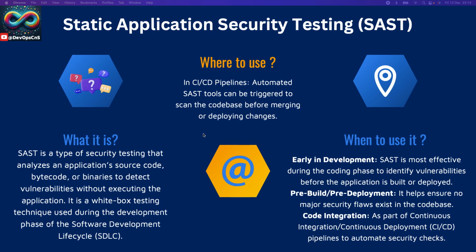Now we will talk about static code analysis testing. So what is static code analysis? SAST is a type of security testing that analyzes an application's source code and binaries to detect vulnerabilities at the development phase. For static code analysis, we don't need to execute the application. It is a white box testing technique that we use during the development phase of the software development lifecycle. Static code analysis helps us find vulnerabilities at the development phase, so developers can fix those vulnerabilities at a very early stage of development, even before compilation.